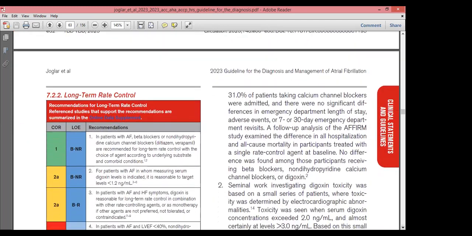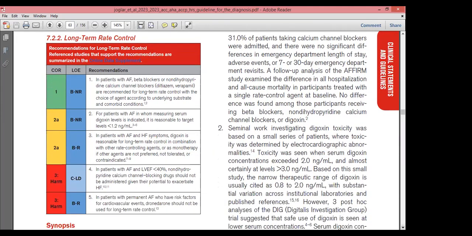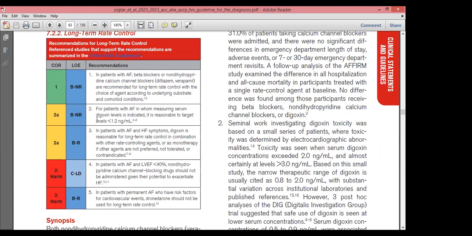Then they said for long term, that's after the acute rate control, class 1, beta blockers and non-dihydropyridine calcium channel blockers are recommended for long-term control, with choice of agent according to the underlying substrate and comorbid condition of the patient. So if they have heart failure, you don't want to give them diltiazem and verapamil for long-term control. Then class 2A recommendation: if you're giving the patient digoxin, make sure that the digoxin target level is less than 1.2 nanogram per ml.